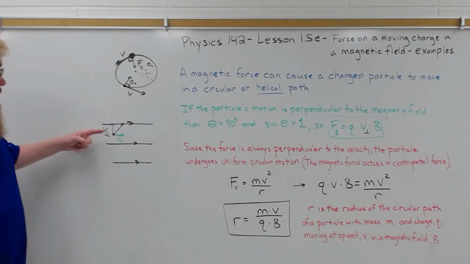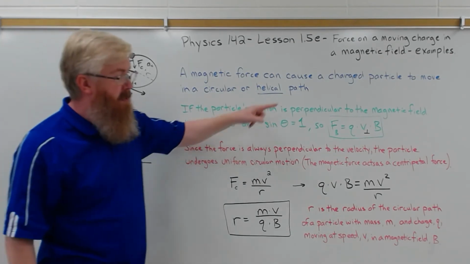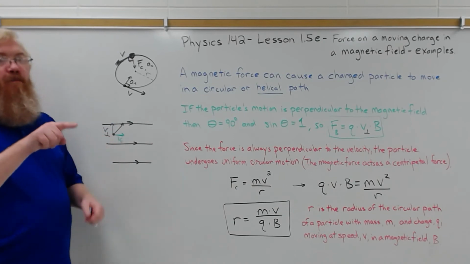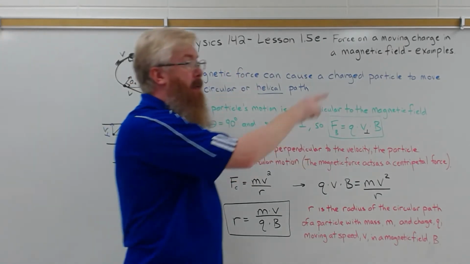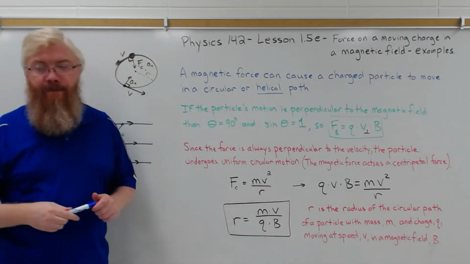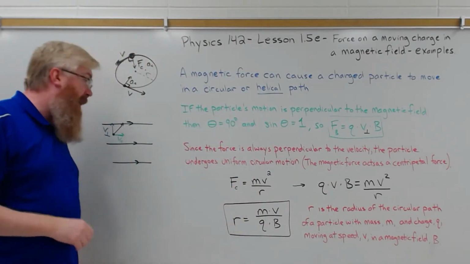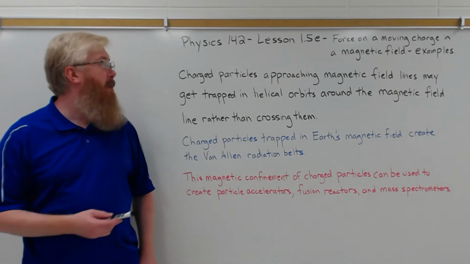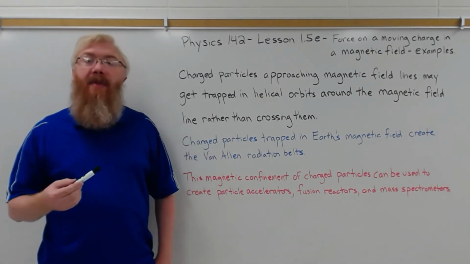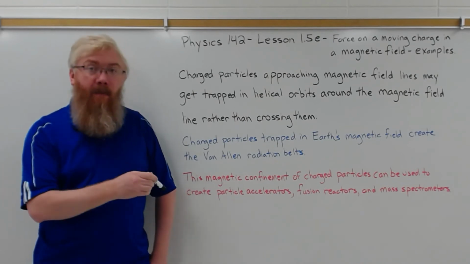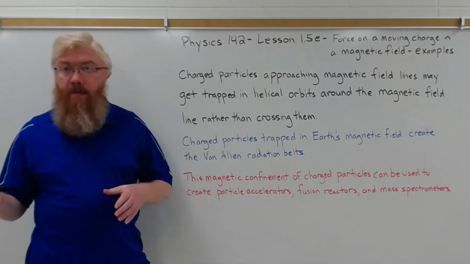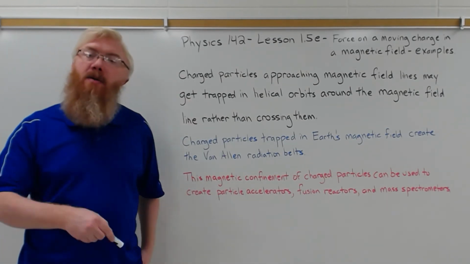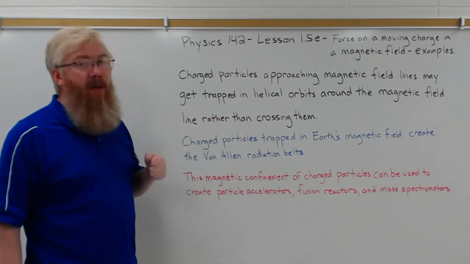Because of this parallel velocity, this particle then will spin like this, moving along the magnetic field line. You can sort of think of it as being caught in the magnetic field line, wrapping around it, moving around it in a helical pattern. Now, this has practical applications, and we'll talk about those in just a moment. When charged particles approach a magnetic field line, they can, if they're going fast enough, pass across the magnetic field lines, and their velocity is altered, but they can escape. Or they can get trapped into helical orbits around the magnetic field lines rather than crossing them.